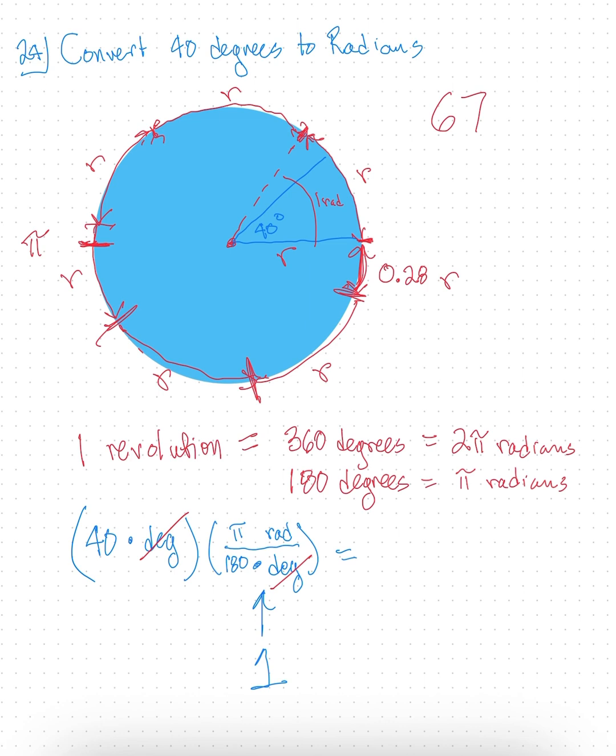So we would have 40 times pi over 180, which is 4 pi over 18. Of course, this is radians. If I cancel the 2 top and bottom, I get 2 pi over 9 radians, which is exactly what our correct answer choice was in that problem. So now we know how to do that unit conversion.